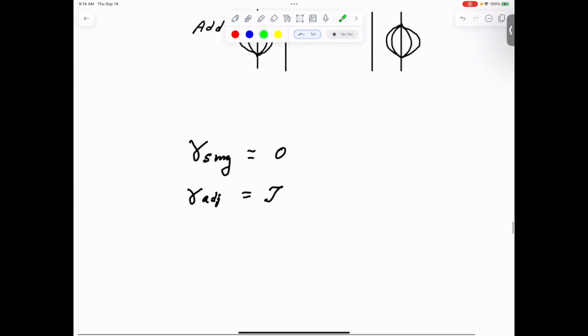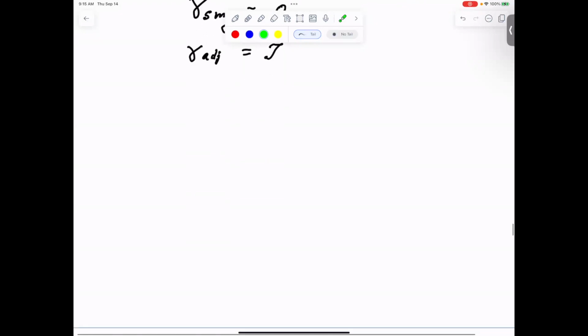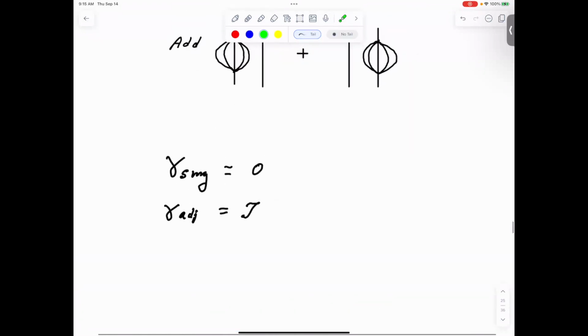Now, this is interesting because we've seen before that when the decay rate is of order J, that corresponds to something which is confined. The adjoint is confined, the singlet is not confined. In fact, the singlet is a little bit trivial. It has no decay rate at all.